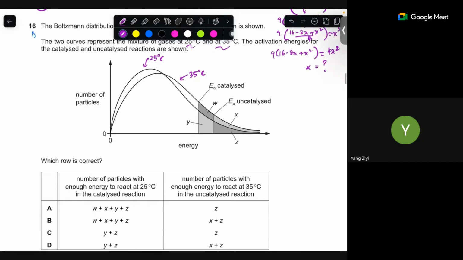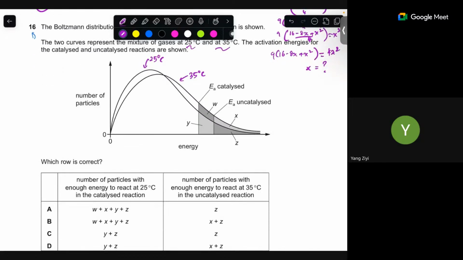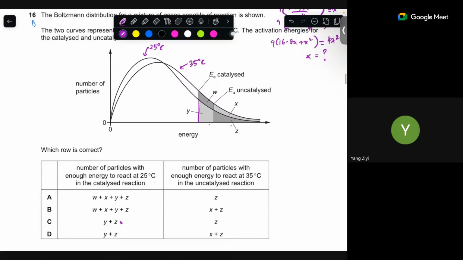Which row is correct? Okay, so the number of particles with enough energy to react at 25, in catalyzed. So with catalyst it is this one, Y plus Z. Yeah, Y plus Z. Number of particles with enough energy for 35 in uncatalyzed. So uncatalyzed is this. So the one for uncatalyzed is X plus C. X plus C. So the answer is D.